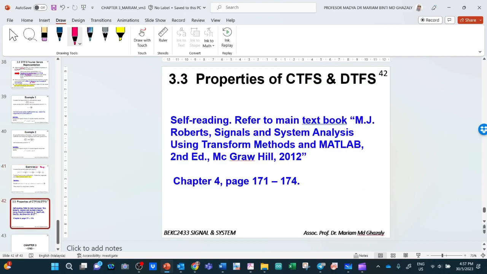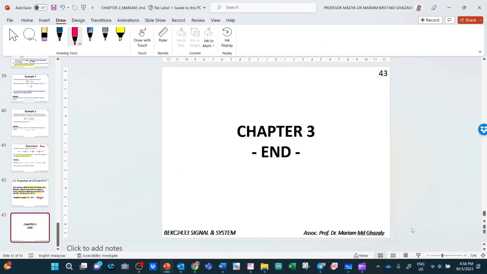And the last part is the properties of continuous time and discrete time. For this, you need to do a self-reading. Please go to the library and refer to this textbook, Robert, Signal System Analysis. Go to chapter 4, page 171 to 174. So only 4 pages. Read through on the properties of continuous time and discrete time. This will be your self-study. I think that will be all for chapter 3. So please upload the task after you have done.